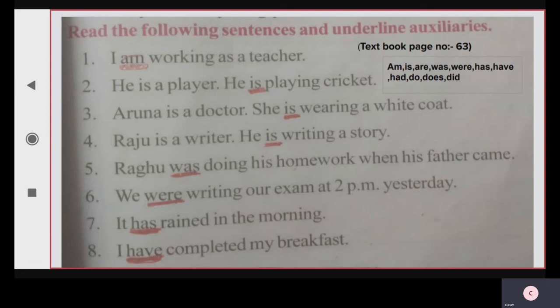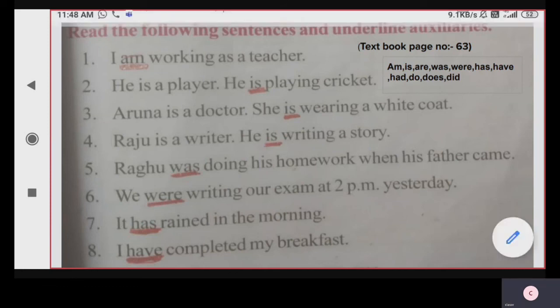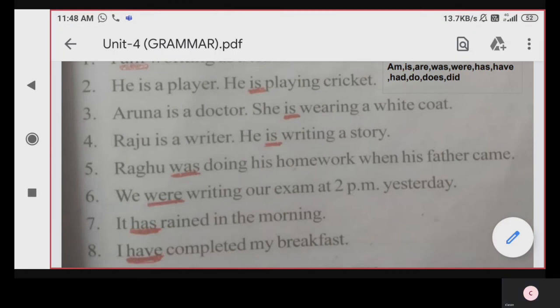Next, seventh one is, it has rained in the morning. Will you tell me the main verb? It is rained, correct. And the auxiliary is has. So underline the word has, dears. Eighth one is, I have completed my breakfast.